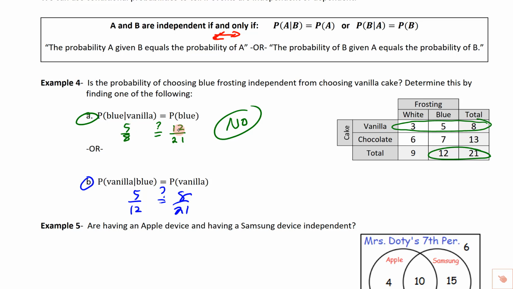If we just say the probability of blue, we haven't shrunk the sample space at all. We take all the blue ones. That's going to be 12 out of the 21. 12 out of 21 does not equal 5/8, so the answer there is no.